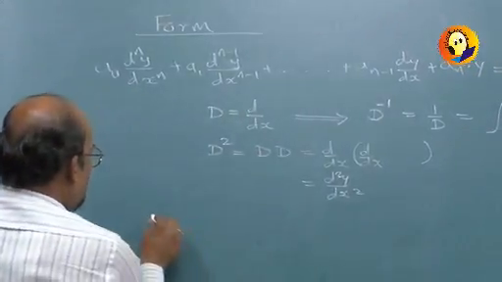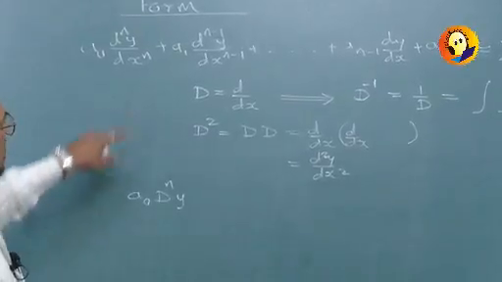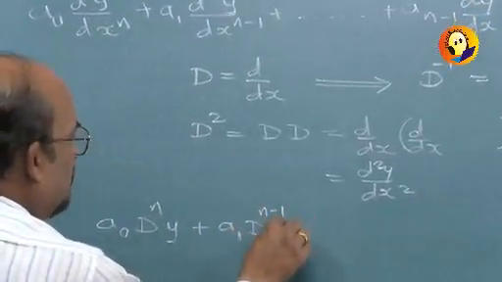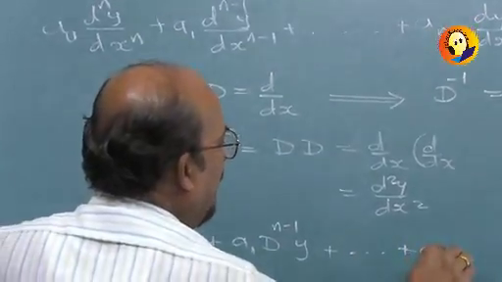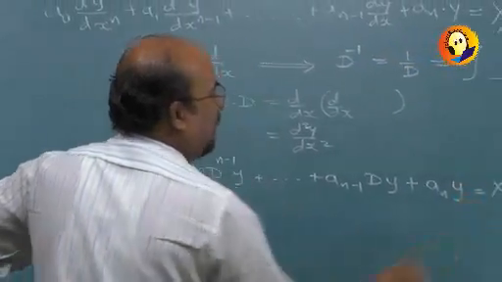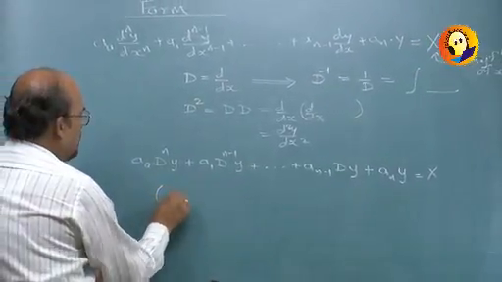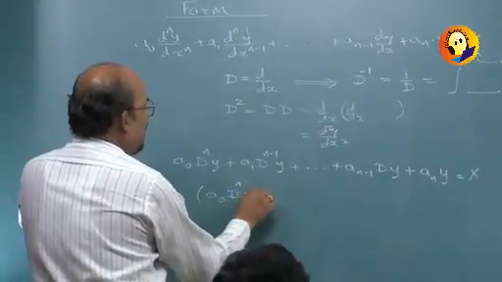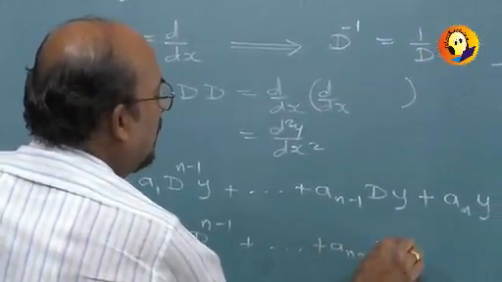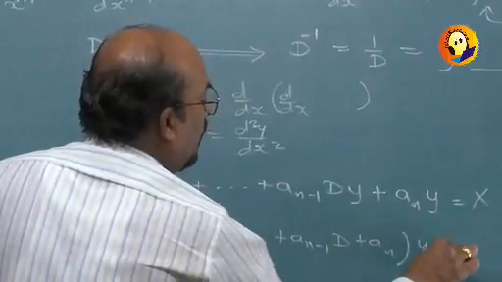And so when I try to rewrite this differential equation, it will be a0 d raised to n y. So it is d raised to n by dx raised to n of y plus a1 d raised to n minus 1 y plus etc. plus a n minus 1 plus a n y equal to capital X. This gives us a benefit to define altogether a new operator, which is a0 d raised to n plus a1 d raised to n minus 1 plus etc. plus an minus 1 d plus an, this whole thing operating on y equal to capital X.